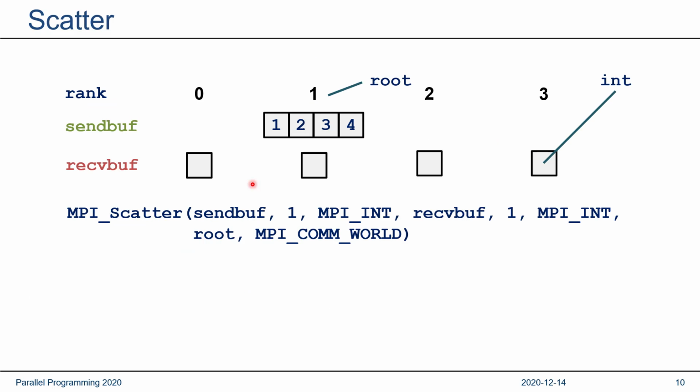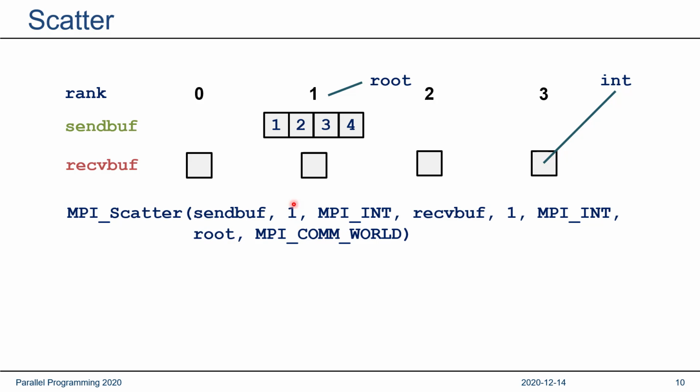Here's an example. Our root again is rank 1, and we have this array of integers 1, 2, 3, 4 at the root, and this array should be distributed to the receiving ranks. So the 1, the first element, should go to rank 0, the 2 should go to rank 1 locally, the 3 should go to rank 2, and the 4 should go to rank 3. We call MPI scatter with the send buffer, which only has a meaning on the sender, on the root.